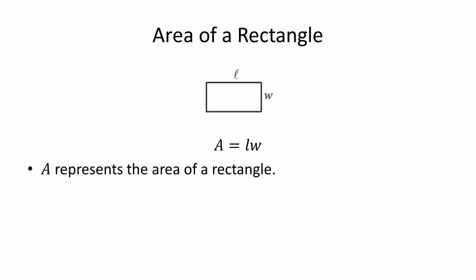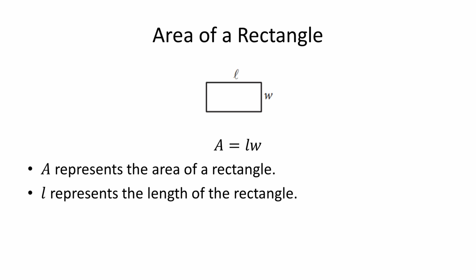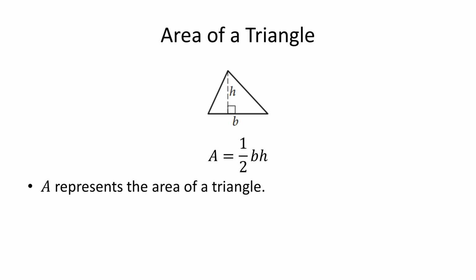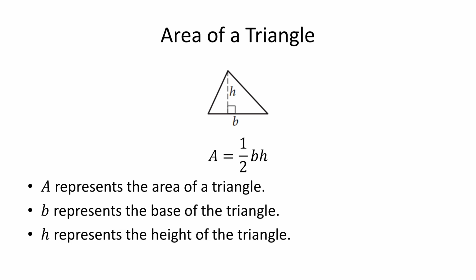The formula to find the area of a rectangle is A equals L times W, where A represents the area of a rectangle, L represents the length of the rectangle, and W represents the width of the rectangle. The formula to find the area of a triangle is A equals 1/2 times B times H, where A represents the area of a triangle, B represents the base of the triangle, and H represents the height of the triangle.